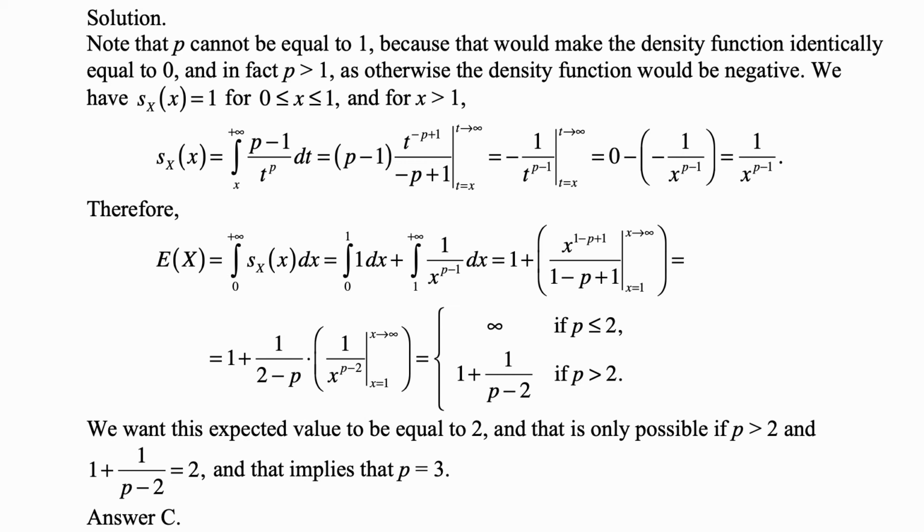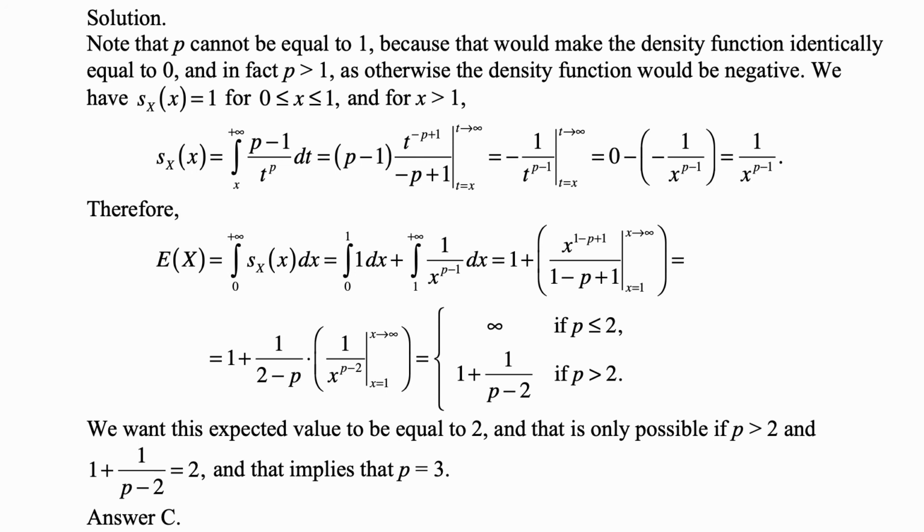We factor out the constant, which is 1 over 2 minus p, and we only have 1 over x to the power p minus 2 evaluated from x equal to 1 to x going to plus infinity. That's infinite, actually, if p is less than or equal to 2. Not good. Or 1 plus 1 over p minus 2 if p is more than 2.